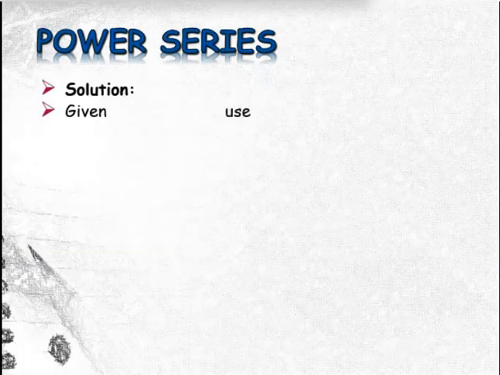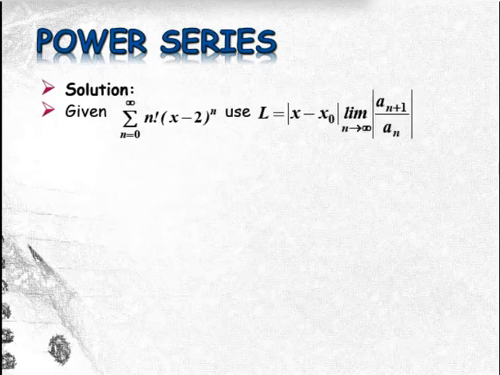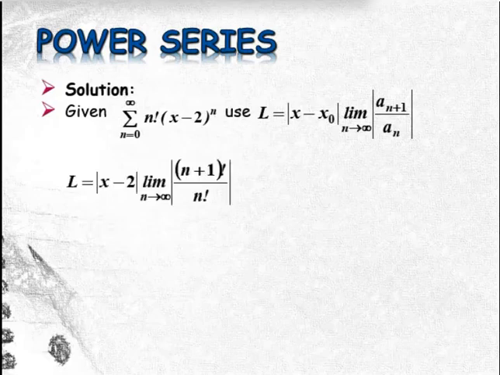Let us solve the first number using the first formula. Given the summation of n factorial times x minus 2 raised to n from 0 to infinity, let us use L equals the absolute value of x minus x sub 0 times the limit of the ratio a sub n plus 1 over a sub n as n approaches infinity. But what is a sub n? a sub n is equivalent to the coefficient of the power term, so that is n factorial.